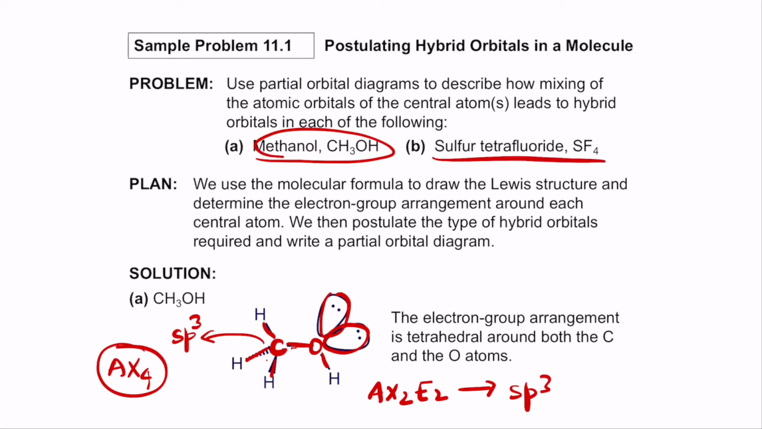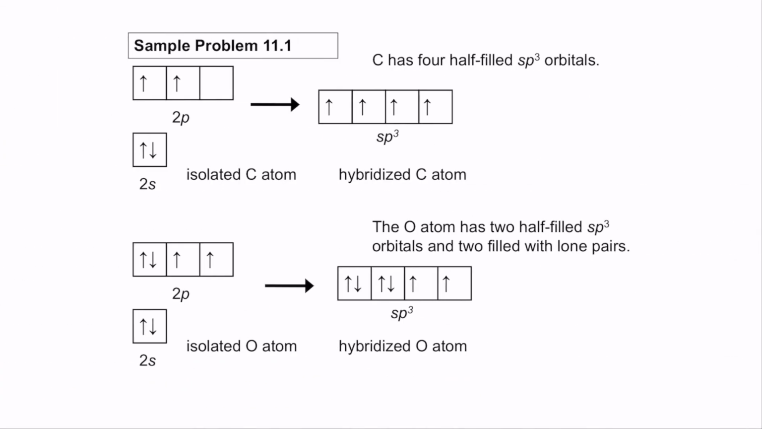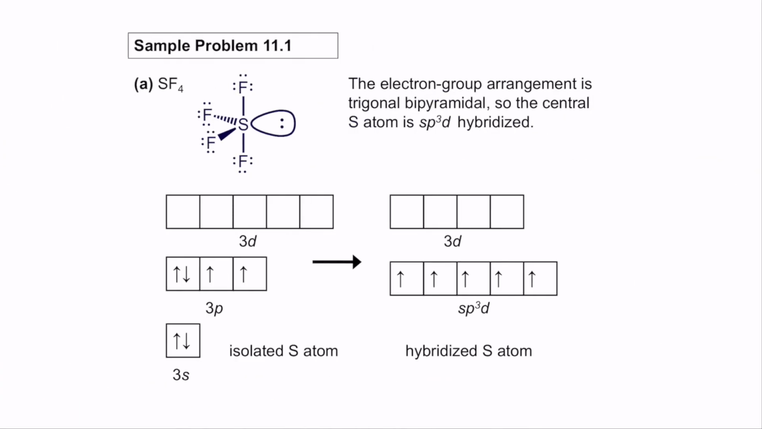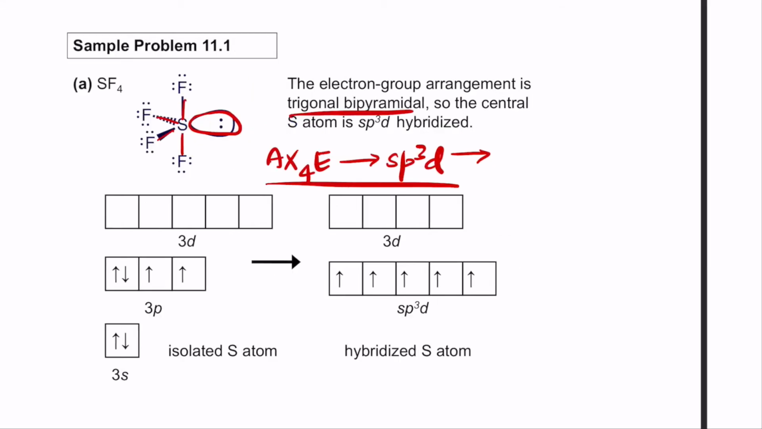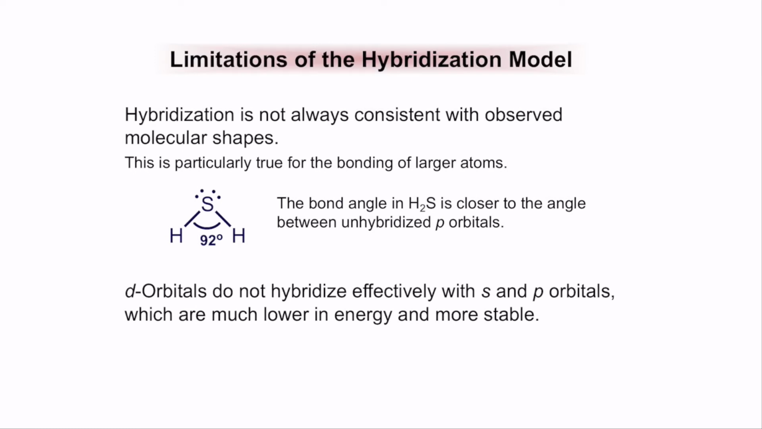The next one is sulfur tetrafluoride. When you draw the Lewis structure, you get 1 lone pair and 4 bonds. So this is a common structure for AX4E. AX4E results in sp3d hybridization, which is the formation for SF4, with a trigonal bipyramidal arrangement of electron pairs.